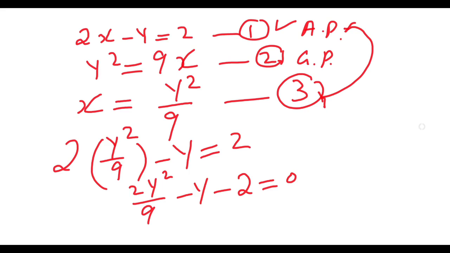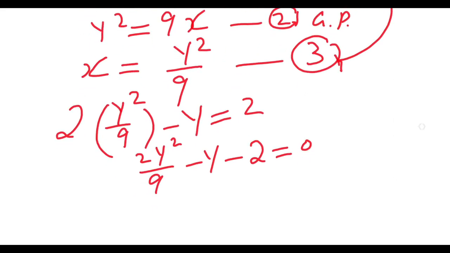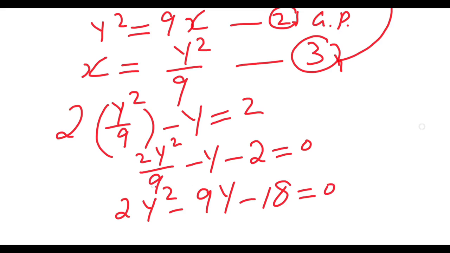We need to solve for y here now. Solve the quadratic equation now. So multiply by 9 to clear the fraction. So 2y squared minus 9y minus 18 is equal to 0. You multiply by 9, so the 9 and 9 cancel. Multiply 9 times y, 9y. 9 times 2 is 18.